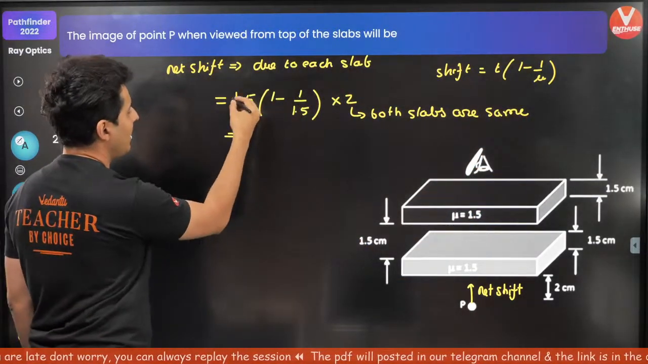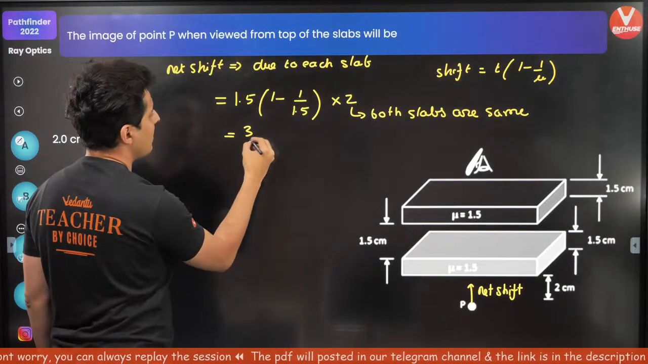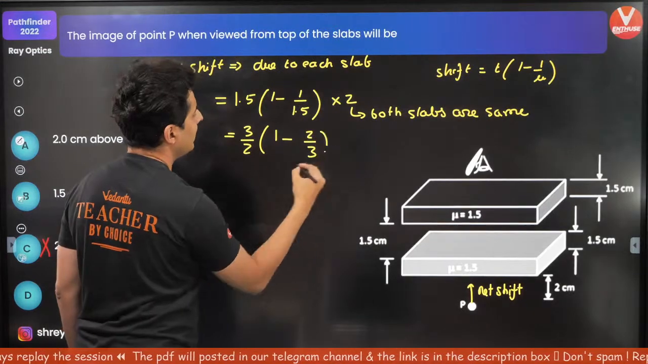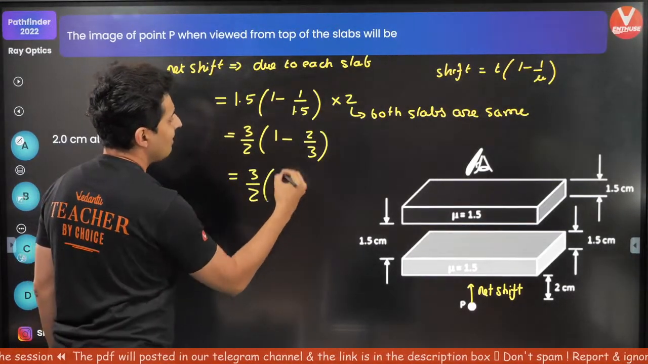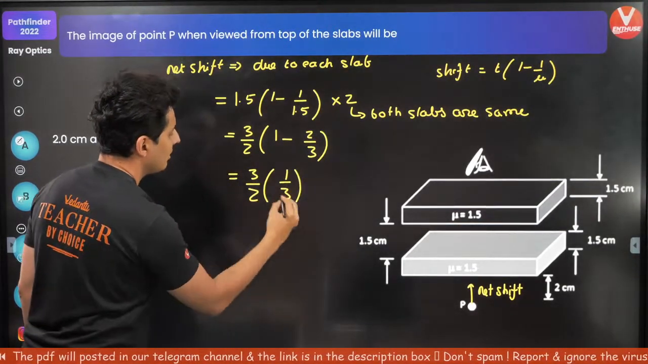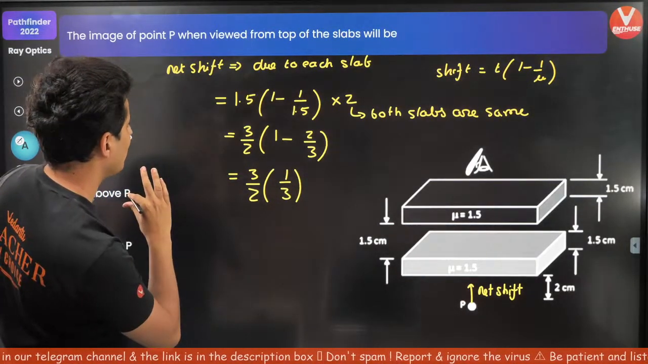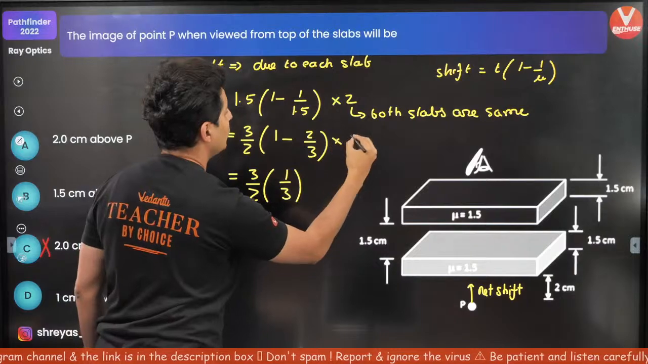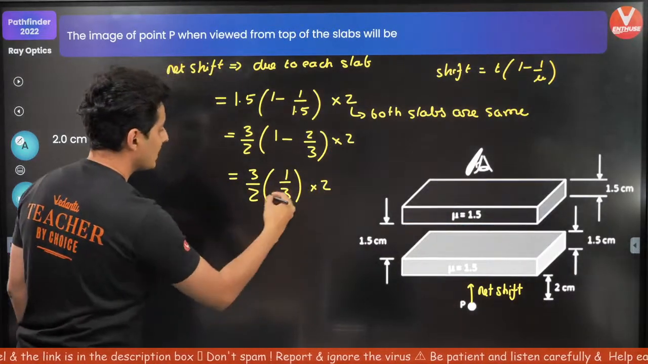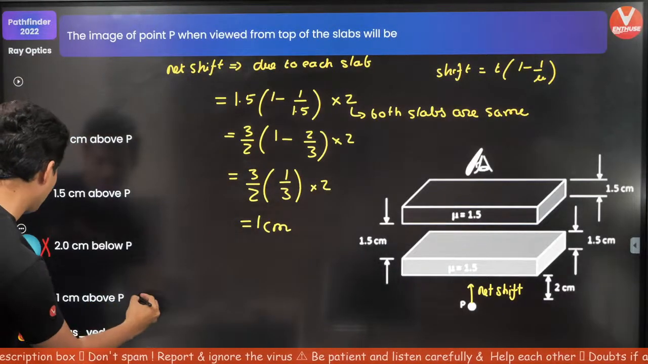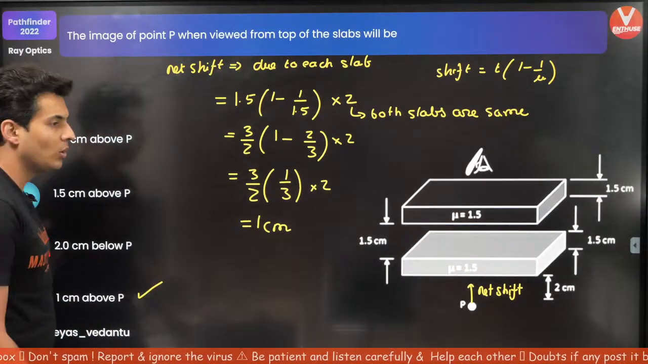So let's do the math. 1.5, that's 3 by 2. 1 minus 1 by 1.5, and 1.5 is 3 by 2, so this will become 2 by 3. 1 minus 2 by 3 is 1 by 3. Oh, I forgot that 2 into 2. Yes. So this will just become 1 centimeter. Is 1 centimeter there somewhere? Yes. It is there. 1 centimeter above. So that's option D.